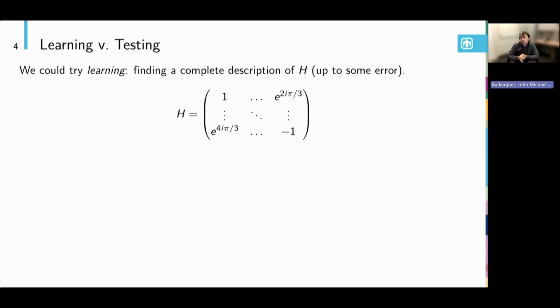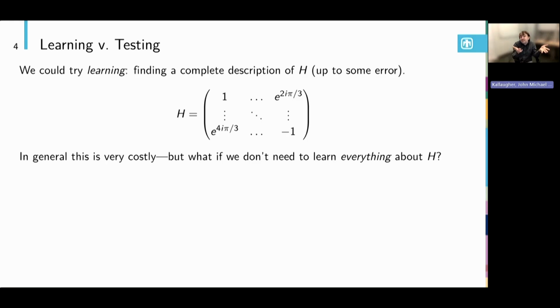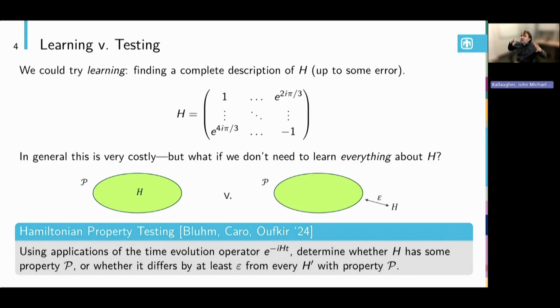So one thing you could try here is you could try learning H. You could try to find a complete description of it up to some error. Now, in general, this is going to be quite difficult. For one thing, even just writing down all of the parameters needed to describe an arbitrary H has exponential complexity. But maybe we don't really need to learn everything about H. Maybe we just want to know, does H have some property? And that brings us to the Hamiltonian property testing problem.